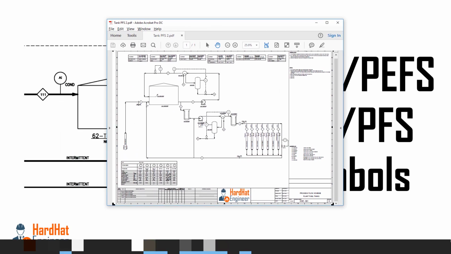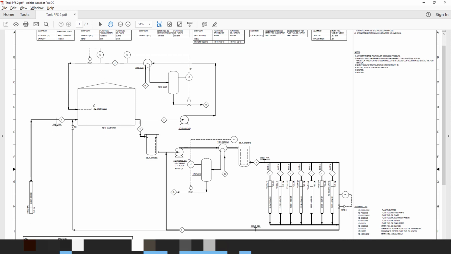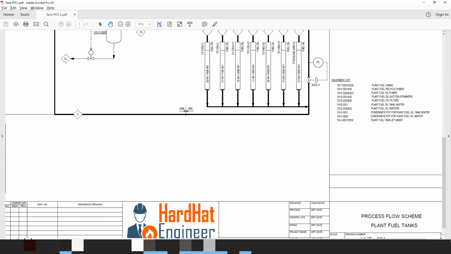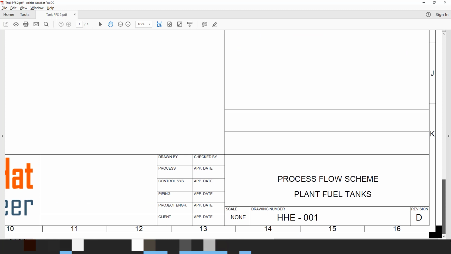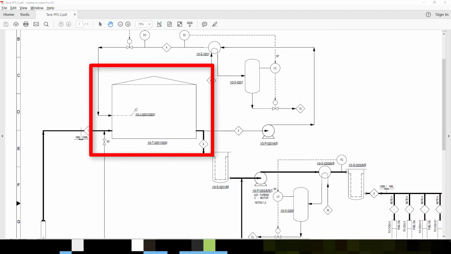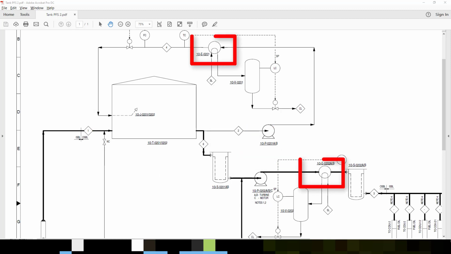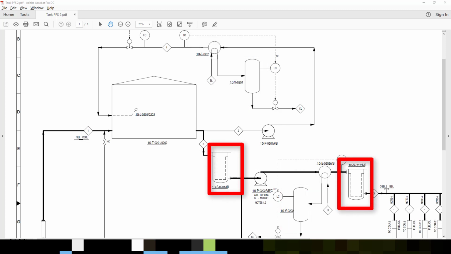Now look at this PFS or PFD. Well, both are the same. You can see the PFS of the OSBL part of the plant, fuel oil and slop tank. Let's check the equipment that are used in this system. Here you can see the tank, pumps, exchanger, vessel, strainer and jet mixer.